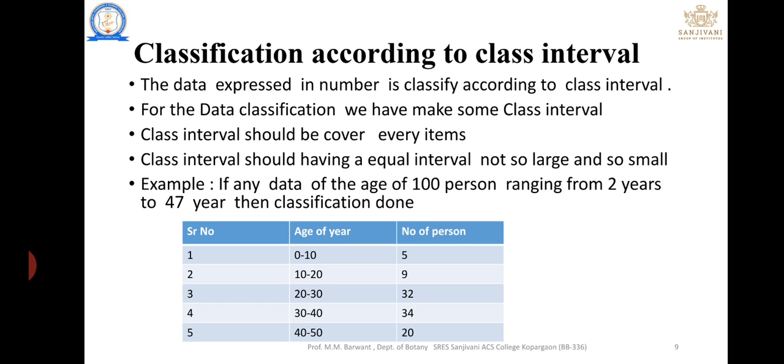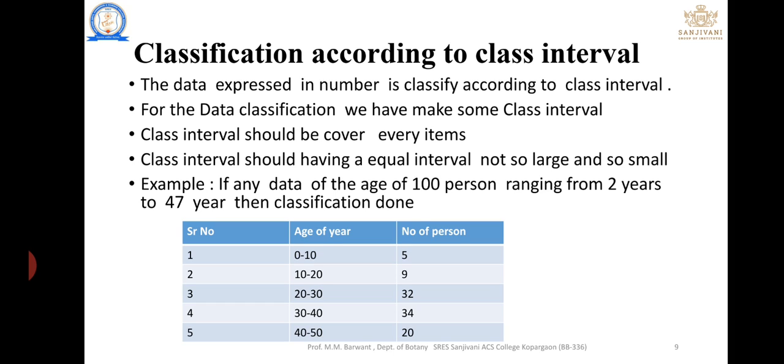When data are expressed in numbers, they are classified according to the class interval. For data classification we have to make some class intervals. Class intervals should cover every item. Class intervals should be of equal width, not too large and not too small. For example, if the data is of the ages of 100 persons ranging from 2 years to 47 years, then the data can be classified easily.